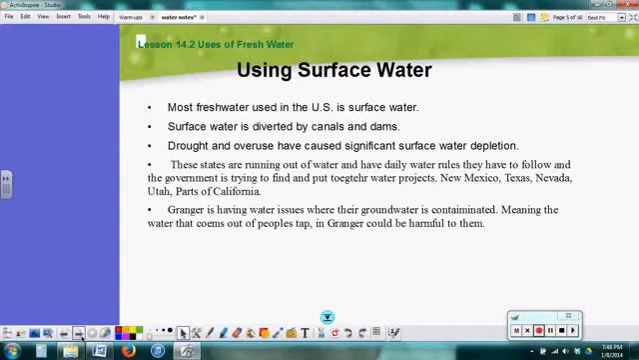Granger's having water issues with their groundwater because it is contaminated, and we'll read an article about that a little later. But basically, if you live in Granger, I would suggest getting a testing kit, or when we do the water testing, bring in your tap water and we'll test it to see what kind of contaminants are in it. Usually it's a high level of nitrates, which comes from fertilizers.